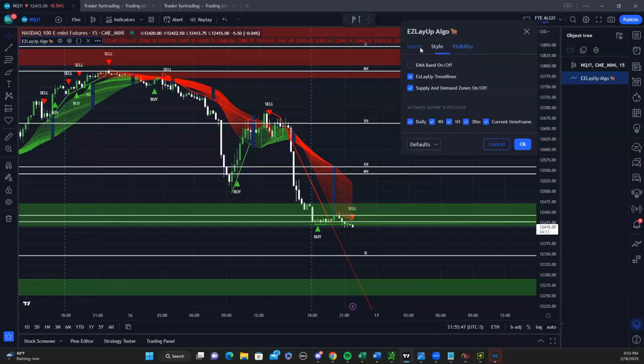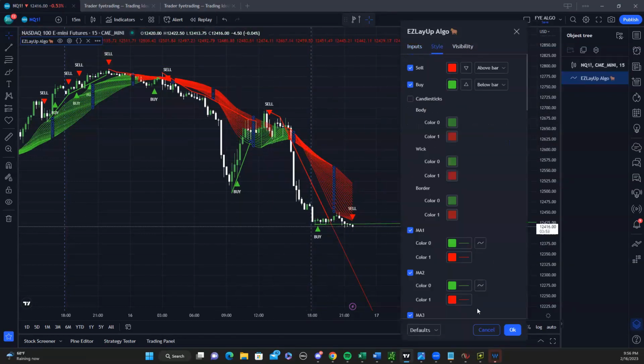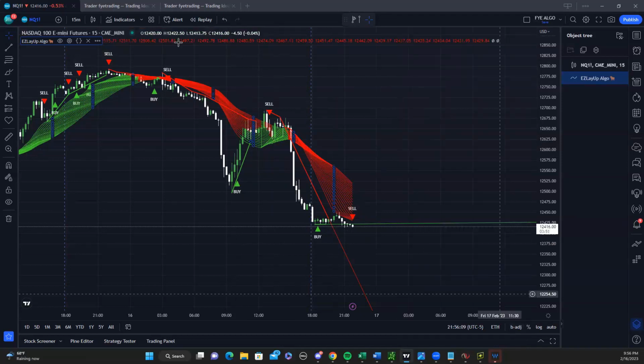Now, usually how I use this myself is I use the trend lines on. I actually will turn off the supply and demand zones and all of these support and resistance lines, because with our newly added indicator, we do not need any of that. But I do like to keep the trend lines. I do like to keep the band and the buy and sell indicators. Okay, and I'll hit OK.